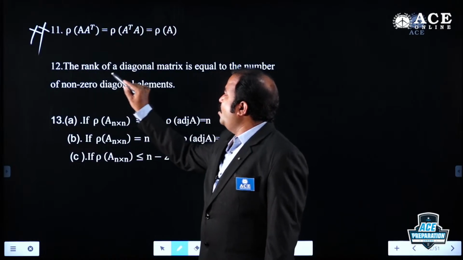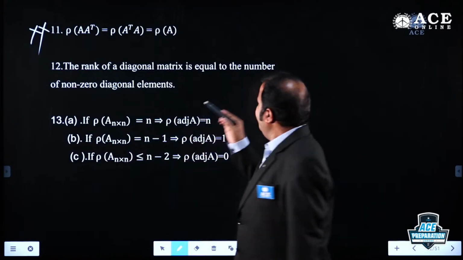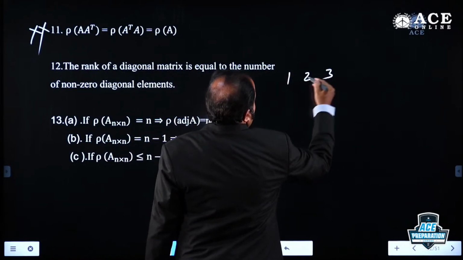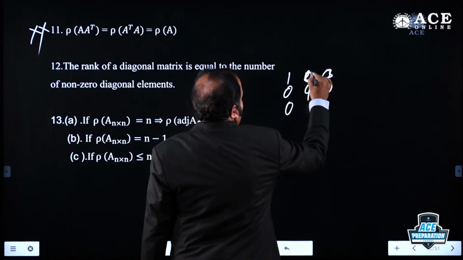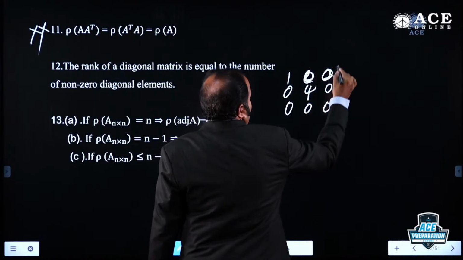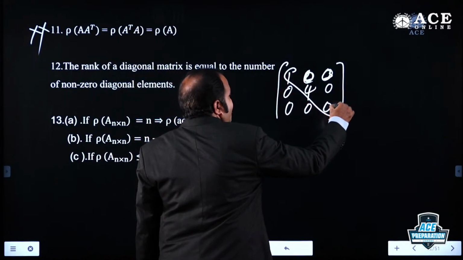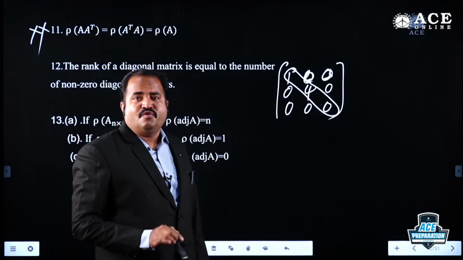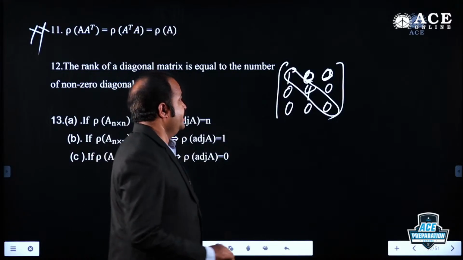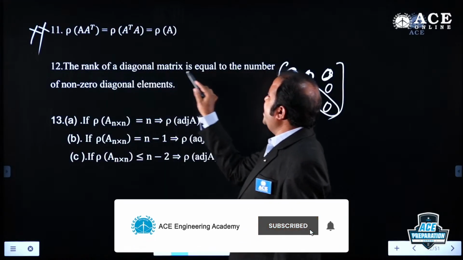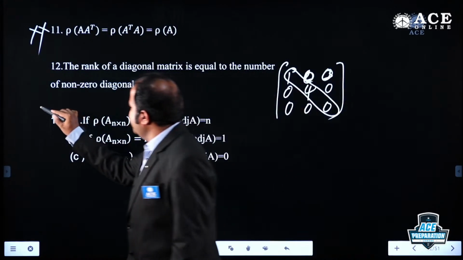And the 12th one is, the rank of a diagonal matrix is equal to the number of non-zero diagonal elements only. Very clear. For example, look at 1, 2, 3, 0, 4, 0, 0, 0, 0. Is this a diagonal matrix or not? So these diagonal elements are what? 1, 4, 0 are the diagonal elements. So 1 and 4 are the only non-zero elements, right? So very clear, rank of this matrix is 2 only. So that's the property: the rank of a diagonal matrix is equal to the number of non-zero diagonal elements only.